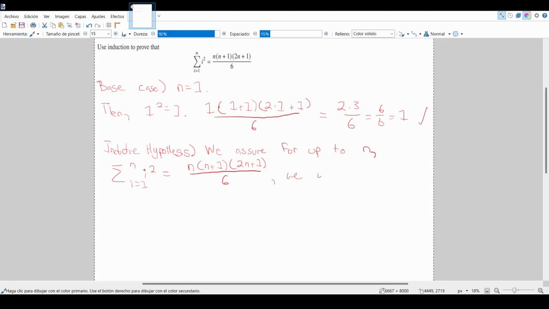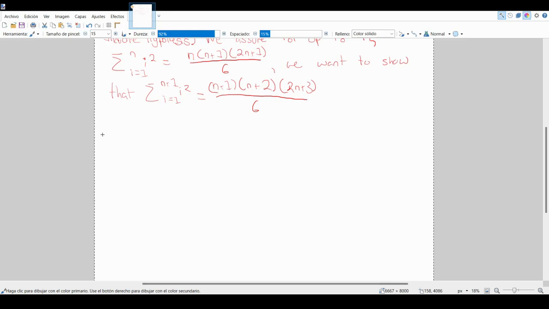And we want to show that from i equals 1 to n plus 1, the sum of all the squares is equal to n plus 1 times n plus 1 plus 1, so n plus 2, and 2 times n plus 1, so 2n plus 2 plus 1, which is equal to 2n plus 3, divided by 6. We want to show that this equality holds.